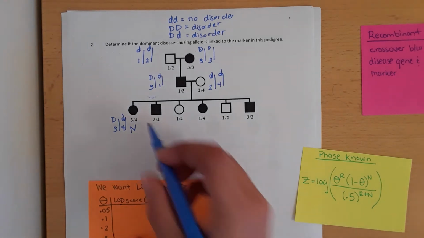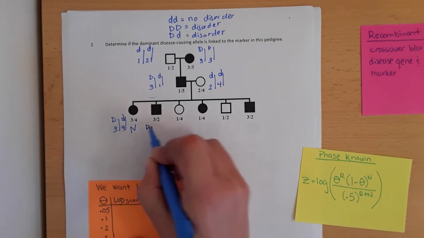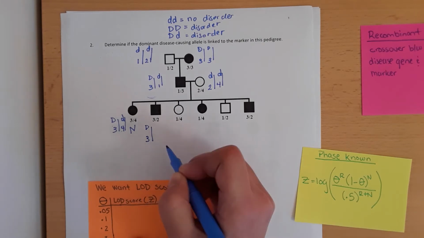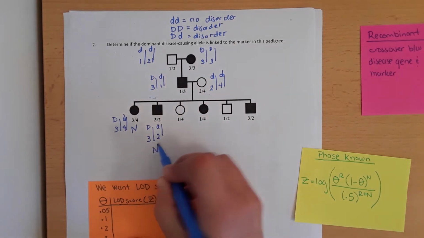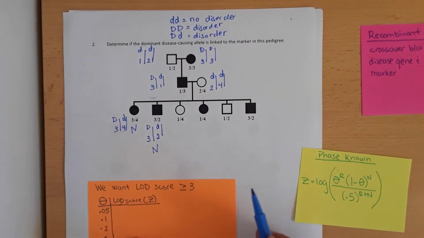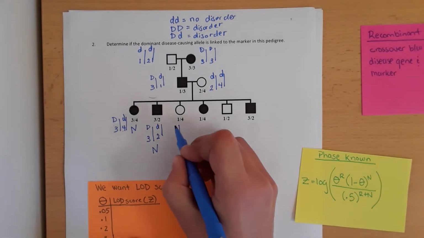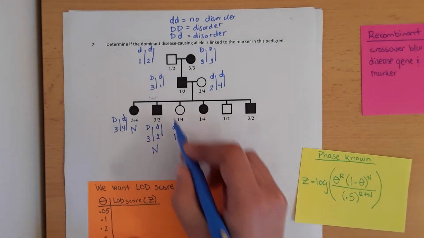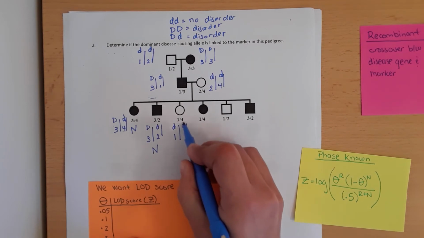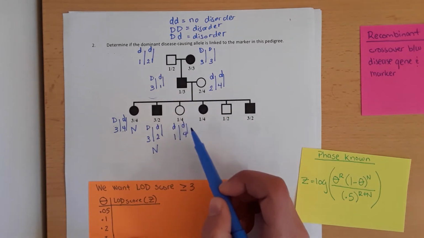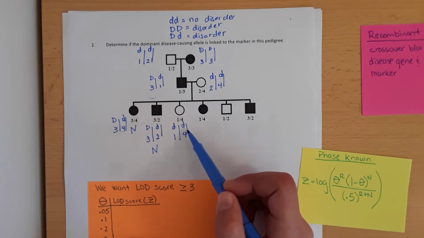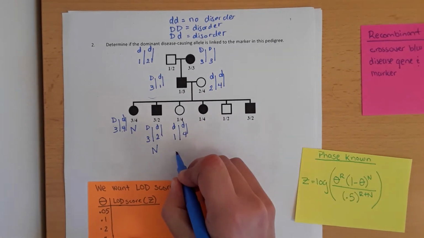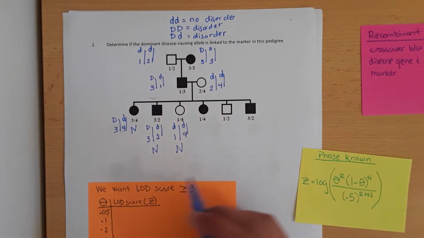How about this person? So we see a big D, 3, and it's shaded in, and then a little d, 2. So again, no crossover occurred. Here we have little d, 1 pulled, and then little d 4 as expected. It should be an open circle because they don't have the disorder, because they don't have a capital D, so no crossover occurred, so it's non-recombinant.